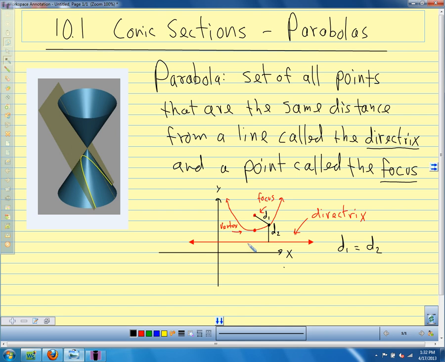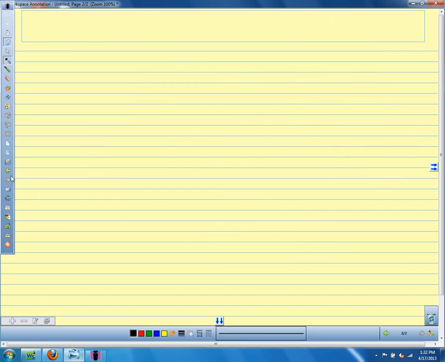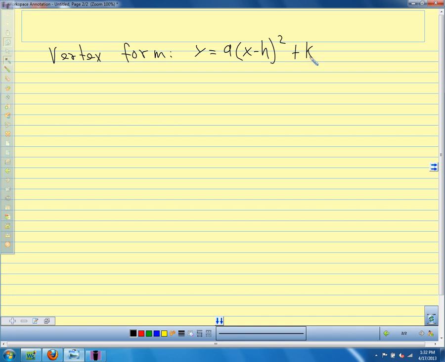All right, so let's talk about how we're going to work with this idea, with the focus and the directrix and our parabola. In the past, we've worked with a vertex form of a parabola. We've used completing the square to define the vertex of our parabola. Just as a reminder, our vertex form of a parabola is y equals a(x minus h) squared plus k.